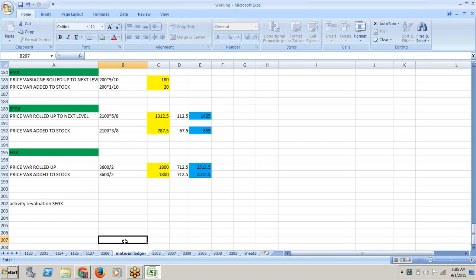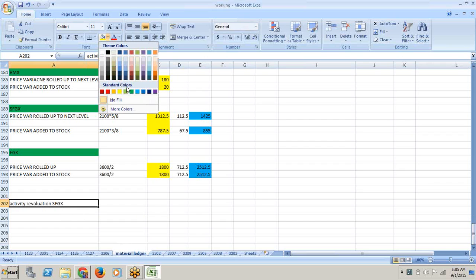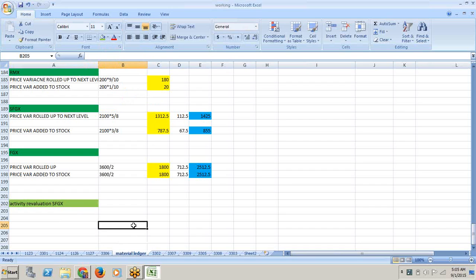In the case of this activity revaluation for SFGX, the actual hours we are using are 12 hours. The plan rate is 500 rupees per hour, and the actual is 600 rupees per hour. The difference is 100 rupees. A difference of 100 means 1200 rupees will be the price variance at this semi-finished goods level. The revaluation of activities determined and rolled up to the next level is 1200.